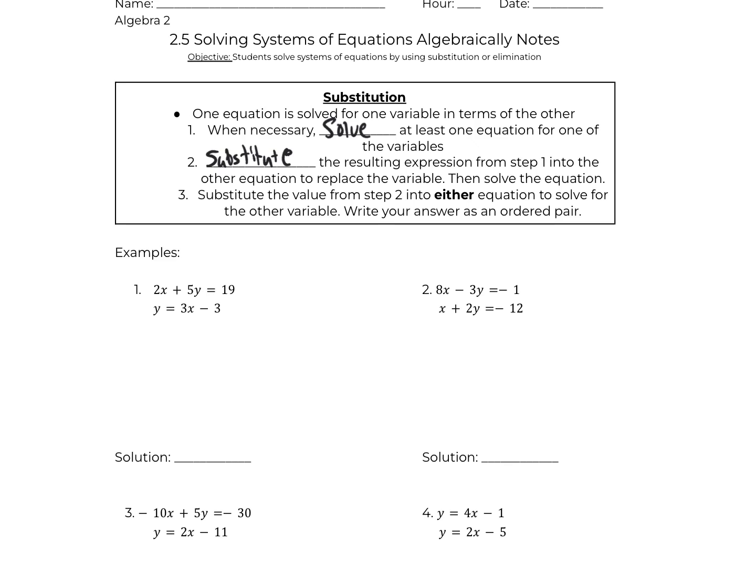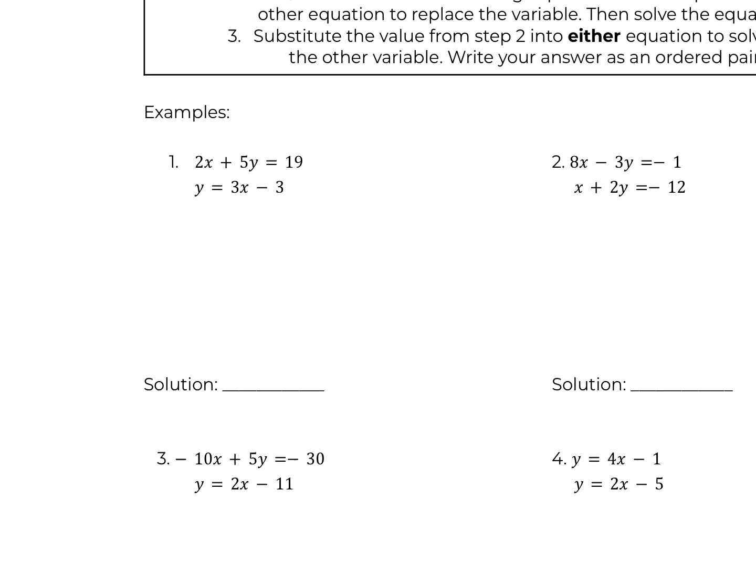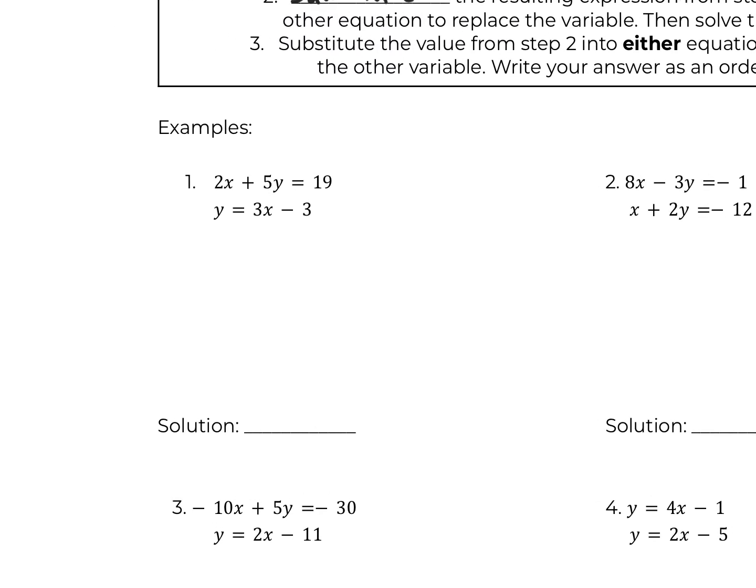So the way this works, example 1: we start off with 2x plus 5y equals 19, and then we have y equals 3x minus 3. We've already isolated y by itself. So what we're going to do is take what y is equal to, this 3x minus 3, and substitute it into this y spot in the first equation. So we're going to have 2x plus 5, and instead of writing the y, I'm going to write what y is equal to, which in this case is 3x minus 3, and then the equals 19.